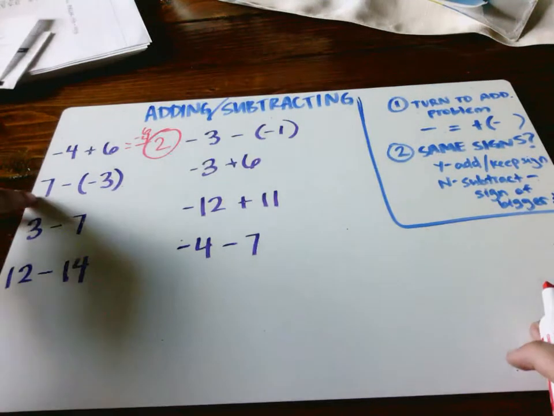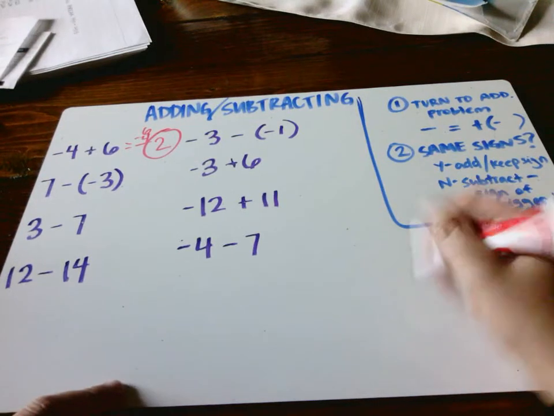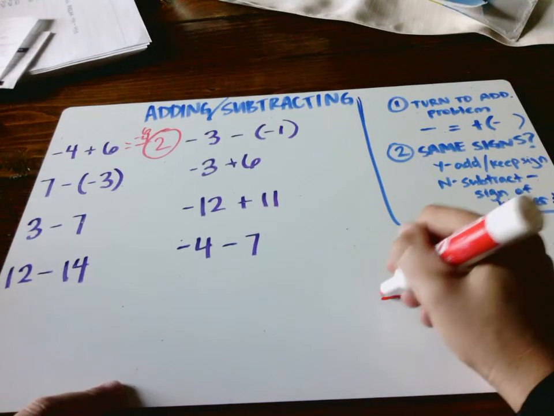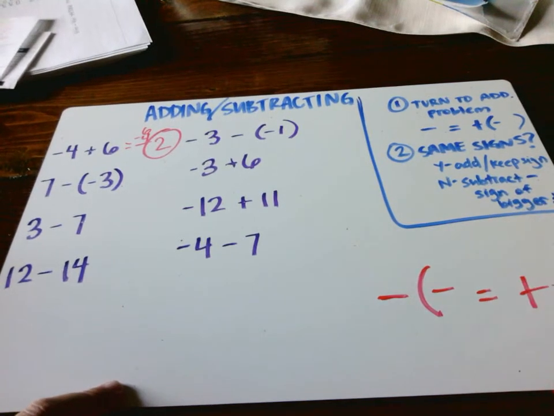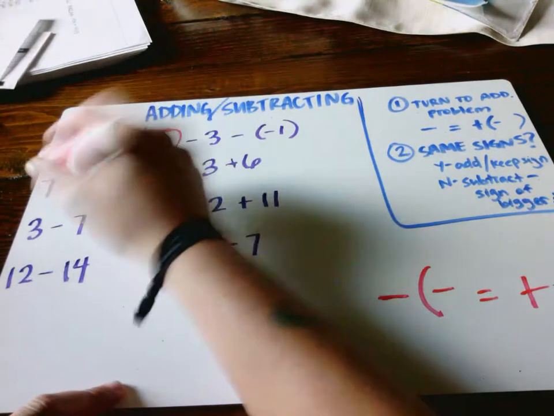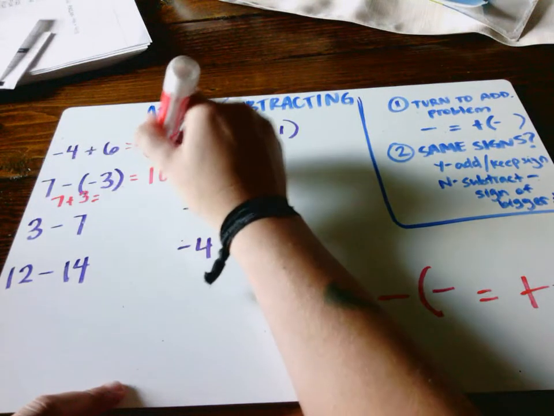Now let's look here. 7 minus a -3. Now I don't think that I've given you rules for this, so let's go ahead and mark this down that when you subtract a negative, it simply turns into an addition problem. So if this turns into 7 plus 3, your answer would just be 10.